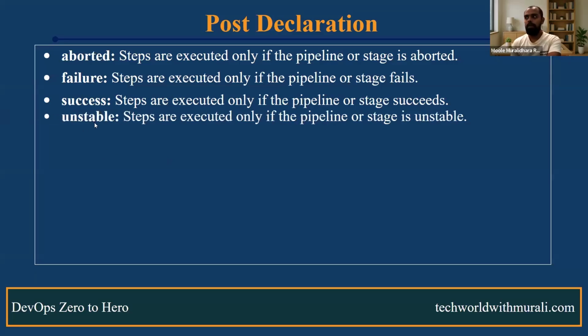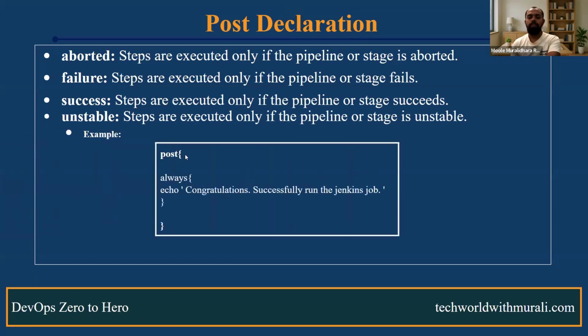Example, you have a Jenkins job, and whether it is unstable at pipeline level or stage level, we can use the post declaration that we define, and it will work. Clear, right? And also, I'm going to show you an example.